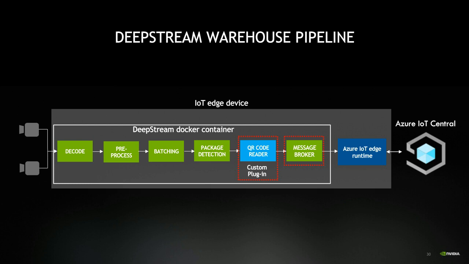After the QR code plugin is the Message Converter and the Message Broker plugin. The Message Broker plugin connects to the Azure IoT Edge runtime to communicate with the Azure IoT Cloud. Finally, the entire solution is Dockerized in a deployable container.